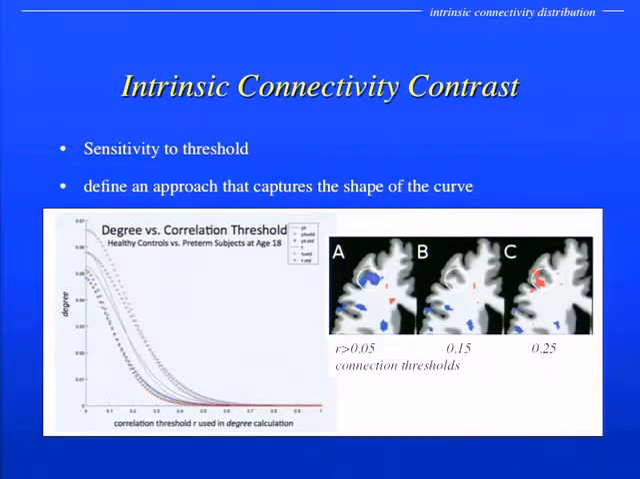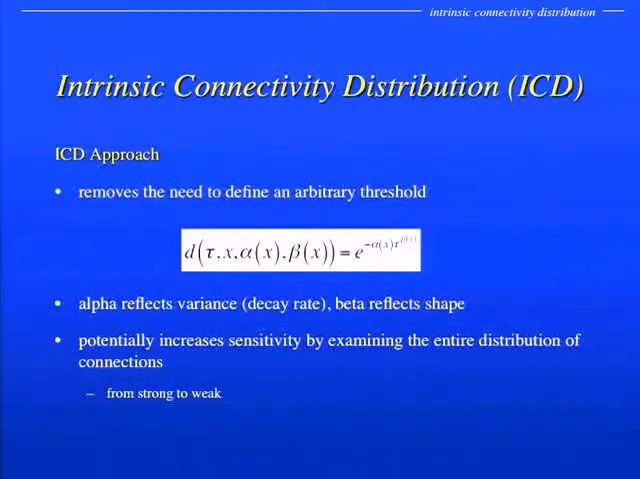And why don't you actually just use the curve instead of the... Exactly. So we decided to use the curve. You guys keep jumping ahead. So what we're doing now is we're looking at the whole curve. This is the intrinsic connectivity distribution now. And so we can model this curve.